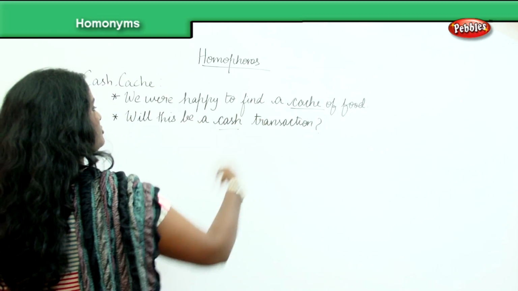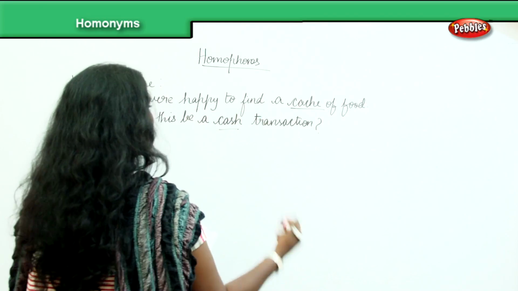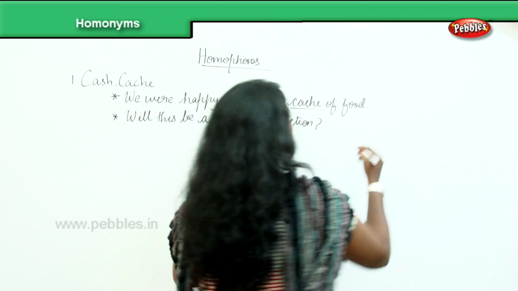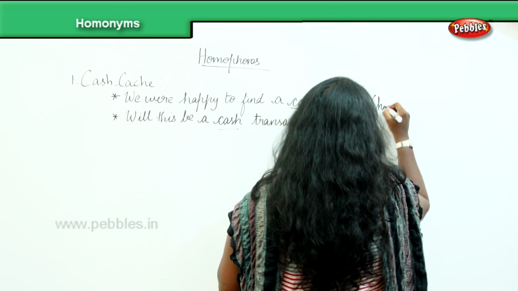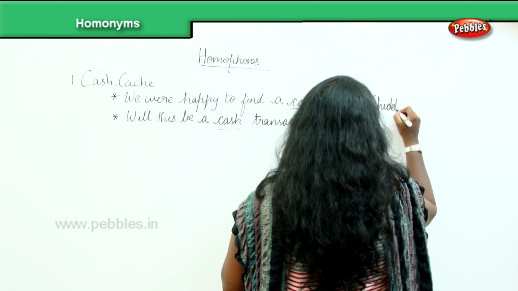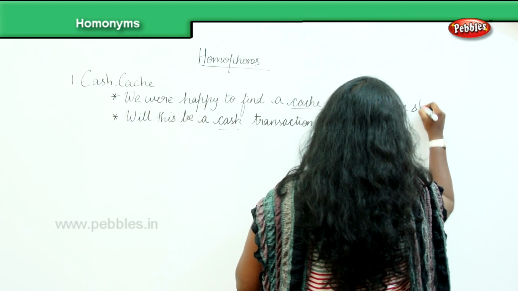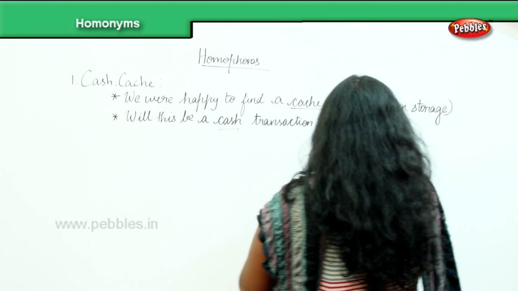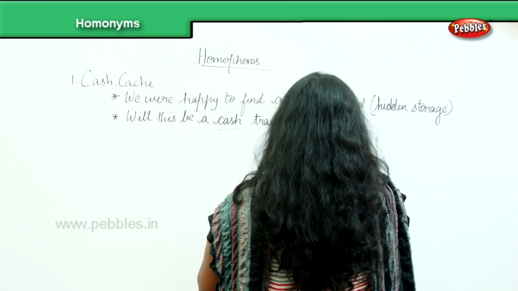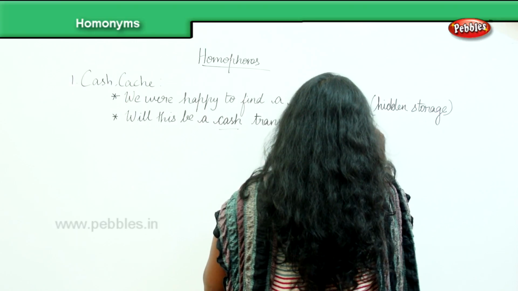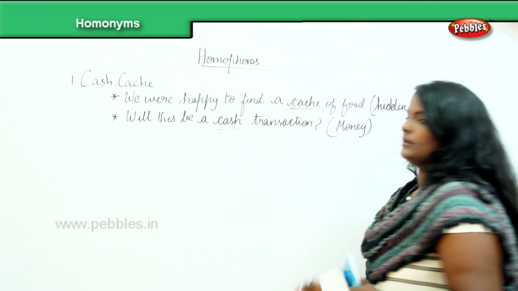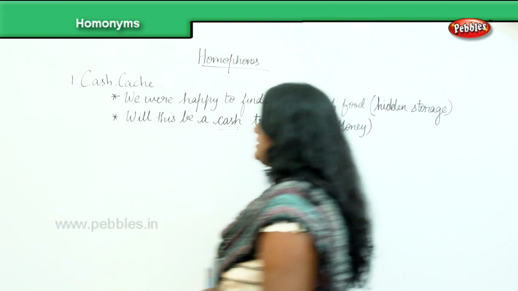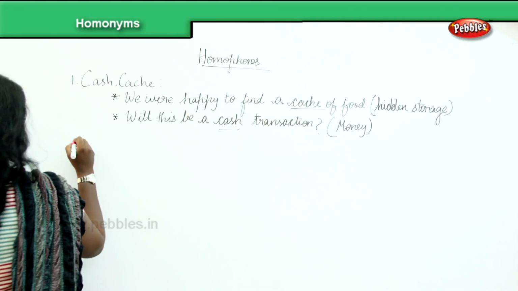And we were happy to find a cache of food. That means a cache means a hidden storage. So here it means a hidden storage. And this cash means the money. Let's move on to the next set of homophones.